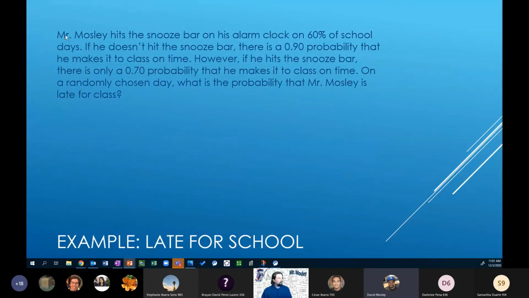We've got Mr. Mosley hits the snooze bar on his alarm clock 60% of school days. If he doesn't hit the snooze bar, there is a 0.9 probability that he makes it to class on time. However, if he hits the snooze bar, there is only a 0.7 probability that he makes it to class on time. On a randomly chosen day, what is the probability that Mr. Mosley is late for class?